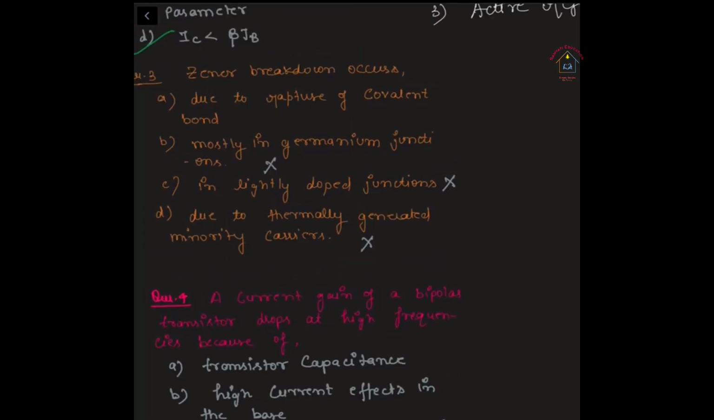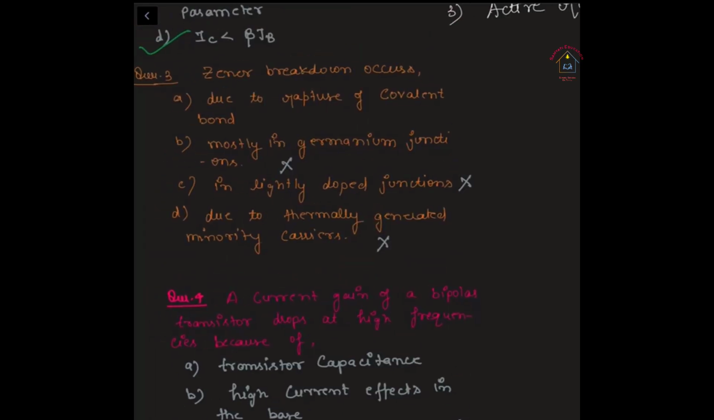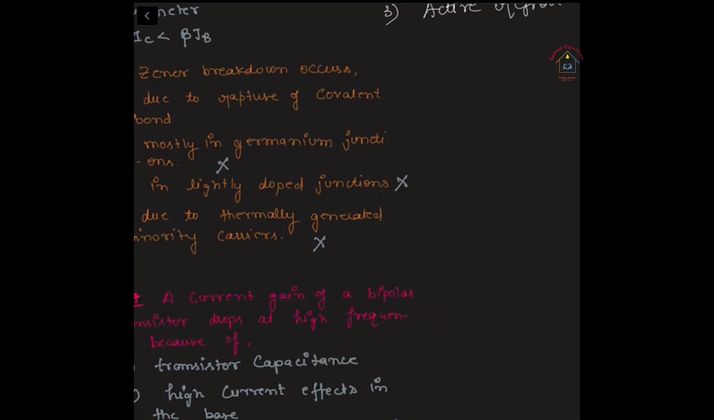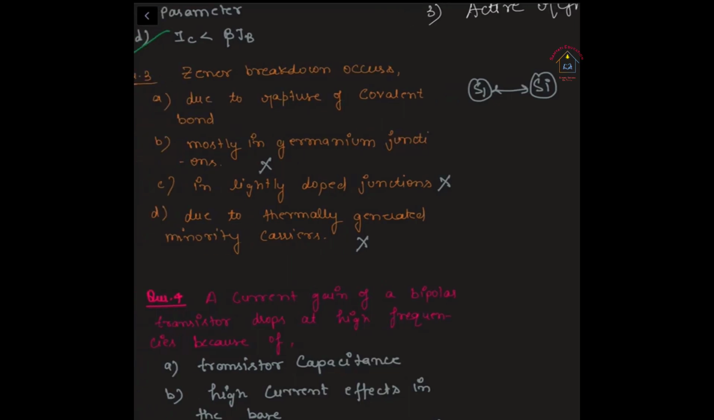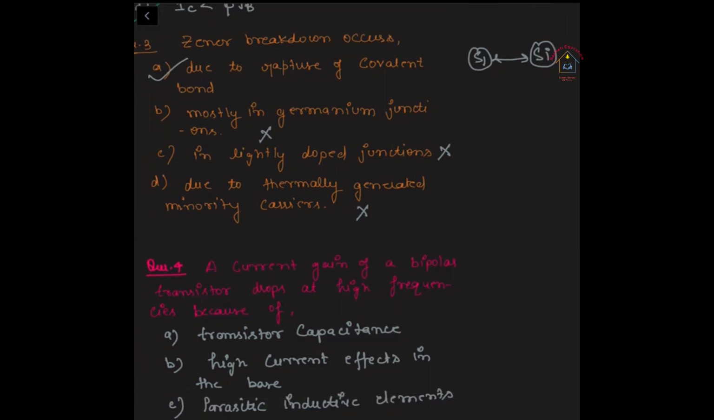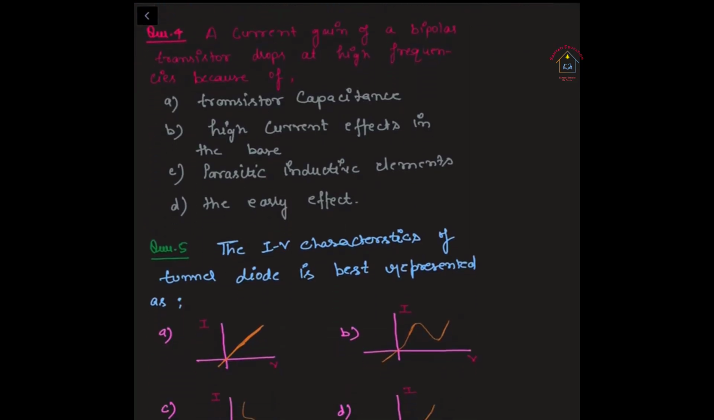So the only option we have now is, due to rupture of covalent bond. Okay, so if we have two silicon atoms, and in both of the atoms we have a high electric field, high electric potential, so there will be a rupture of covalent bond. So it is only due to rupture of covalent bond. The correct answer is option A.